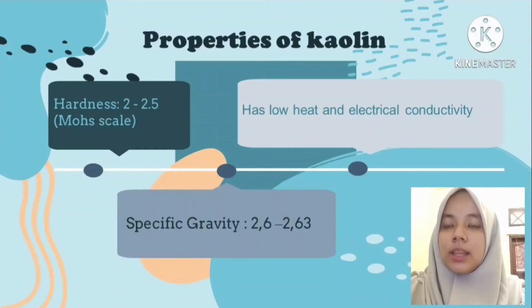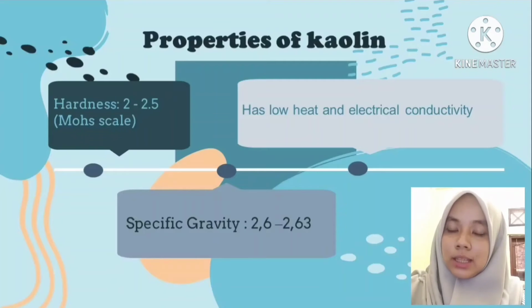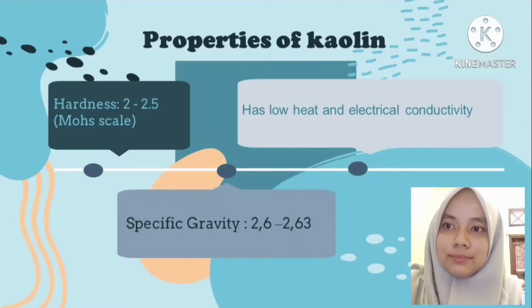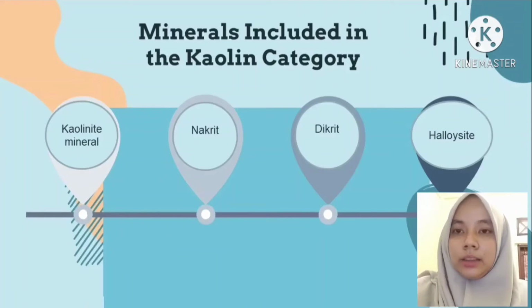Properties of kaolin: hardness 2 to 2.5, specific gravity 2.6 to 2.63, and low heat and electrical conductivity. Next, minerals included in the kaolin category are kaolinite, nacrite, dickite, and halloysite.